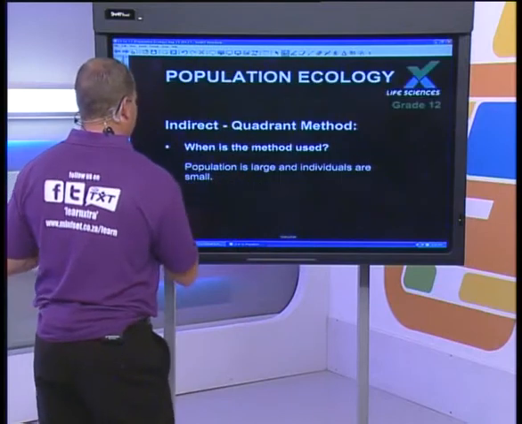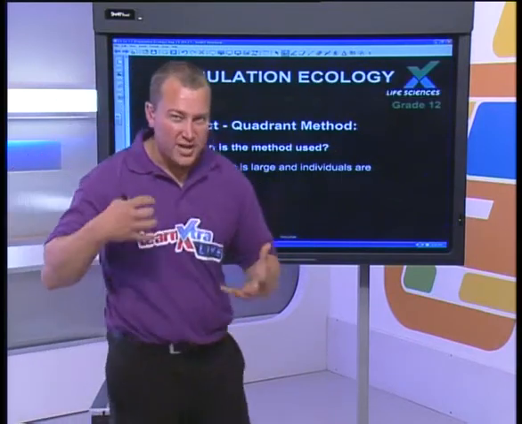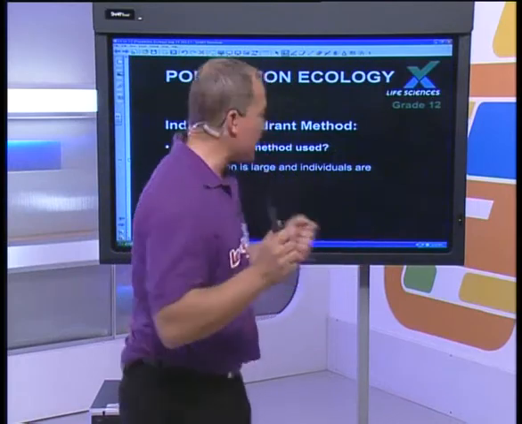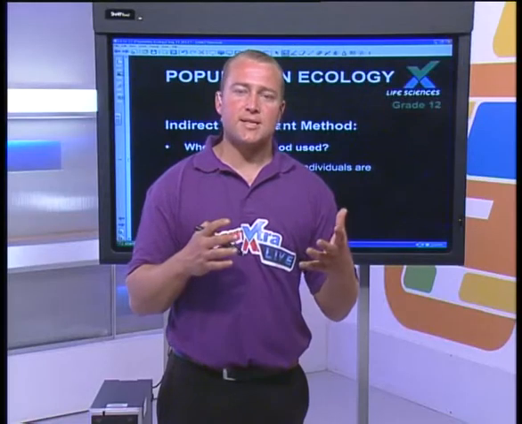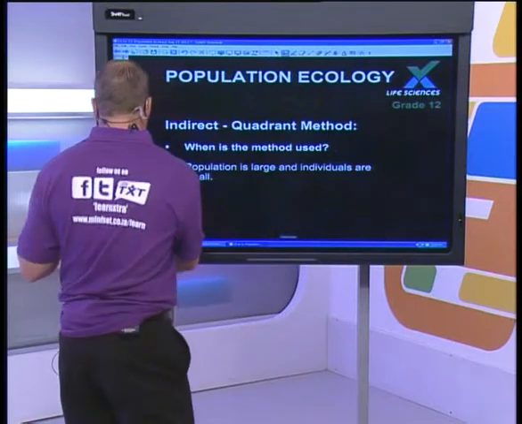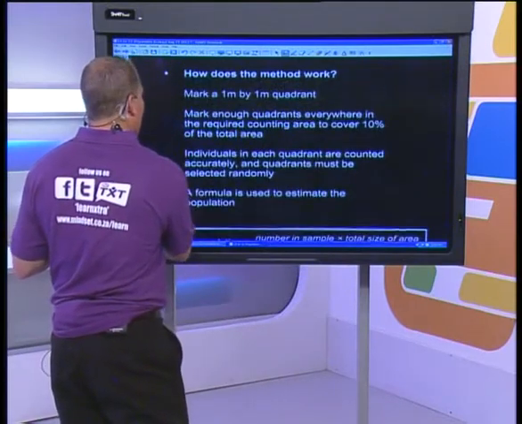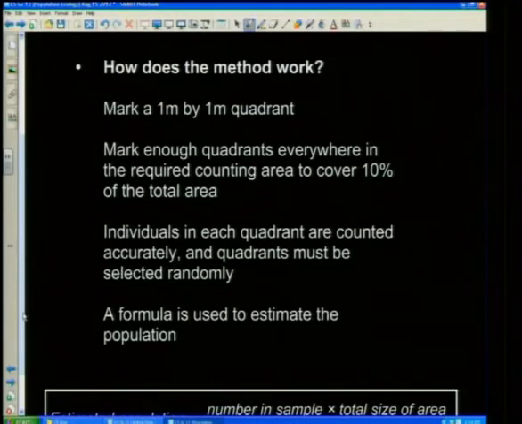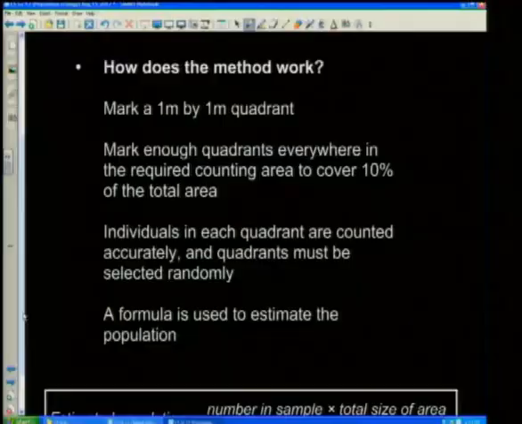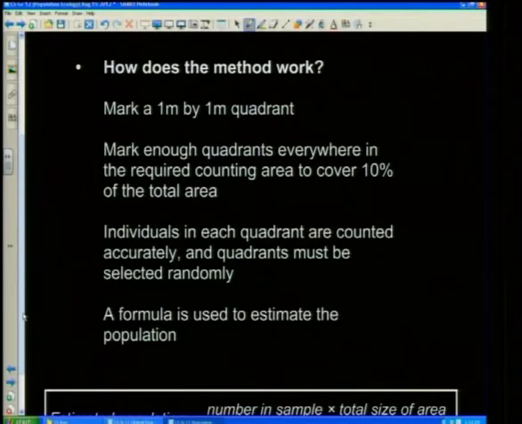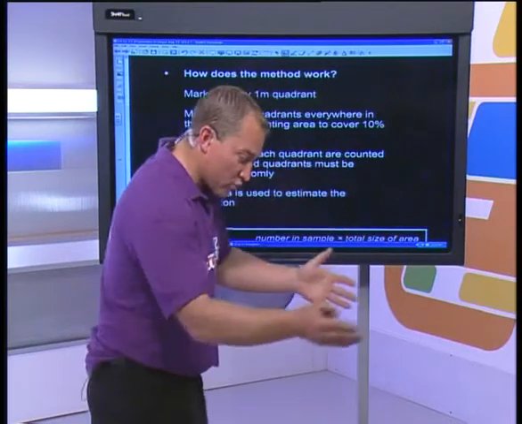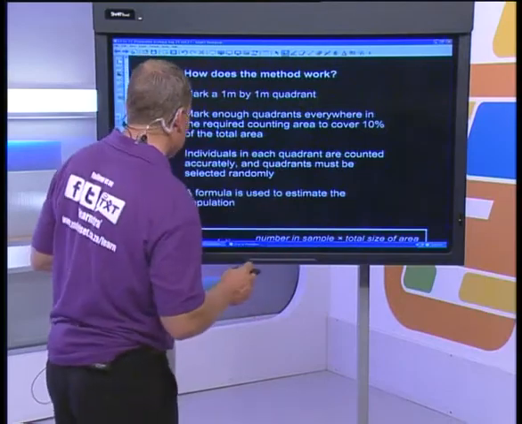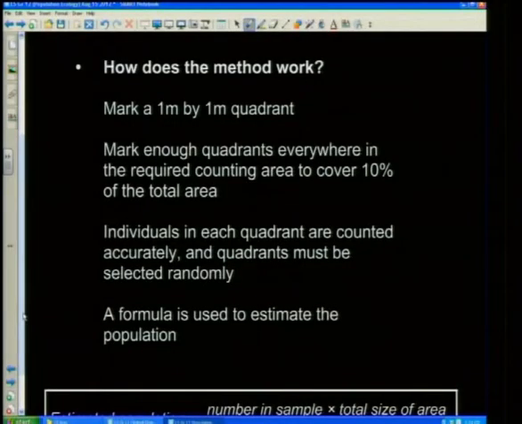Okay, the next one, the indirect and the quadrant method. I'm trying to get through this because I know there's not much time left, so let's sort this out quickly. The quadrant method is used when we've got small animals, like bugs in your yard. We normally mark a meter by a meter area, and we try to get 10% of the area. That's how it normally works. We make quadrants out of it, and in those quadrants we count what is going on.